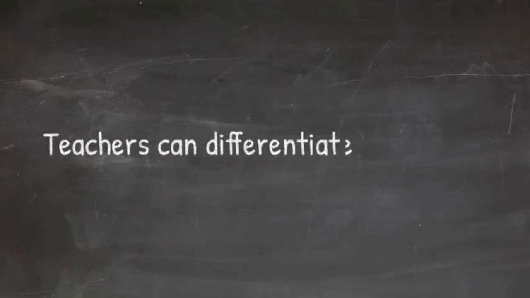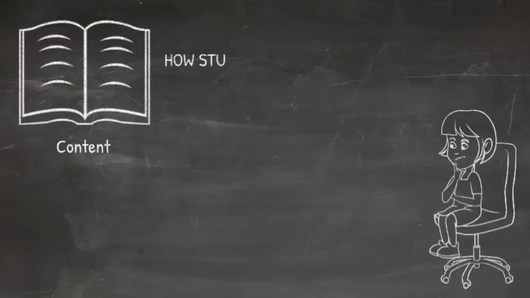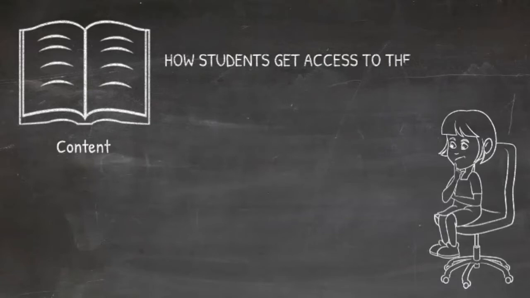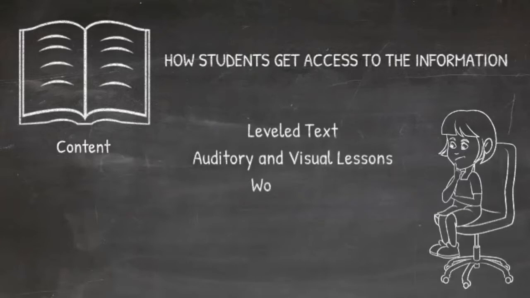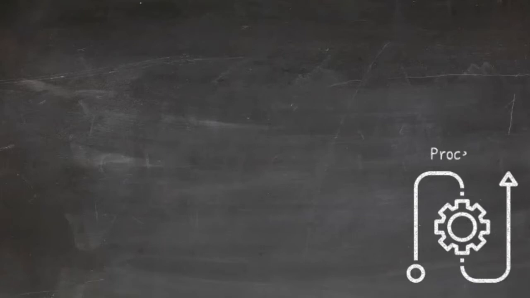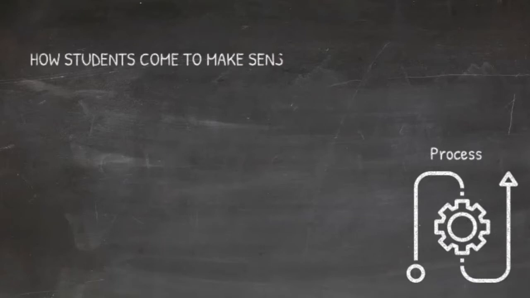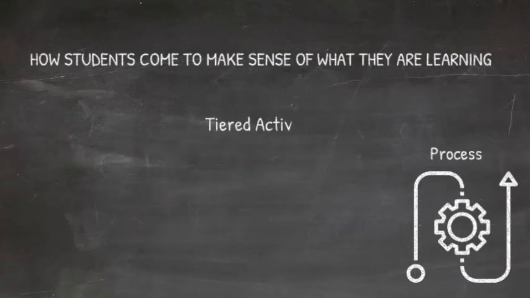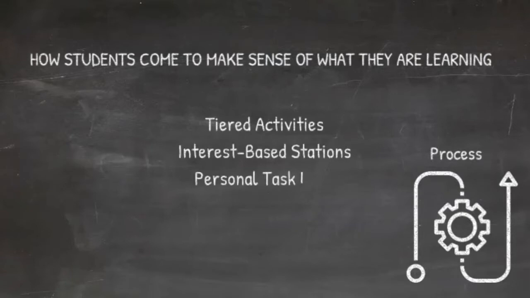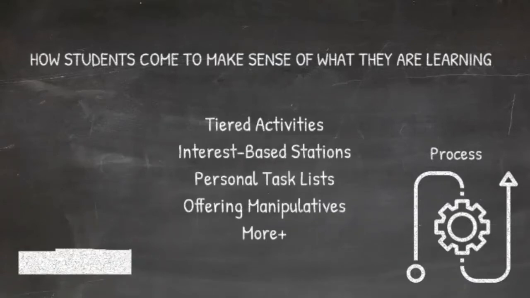Teachers can differentiate through content. Sometimes, if a student has it in their IEP, you might differentiate the learning goals. However, this is mostly about how students get access to the information. Differentiated content might look like leveled text, auditory and visual lessons, word banks, and more. By process, this is how students come to make sense of what they are learning. It could be tiered activities, interest-based stations, personal task lists, offering manipulatives, and more.